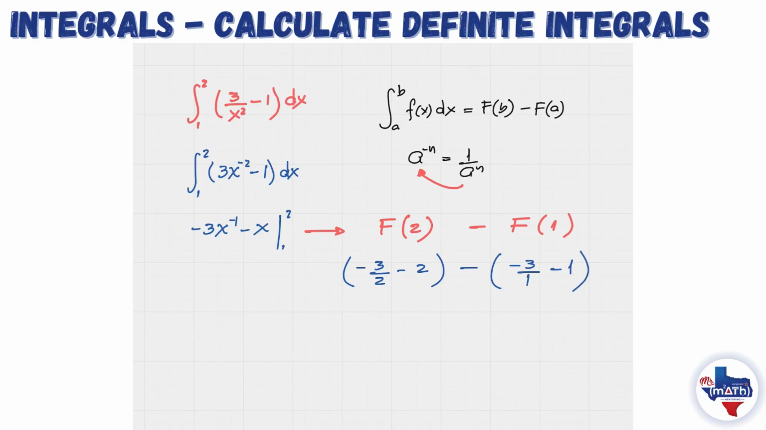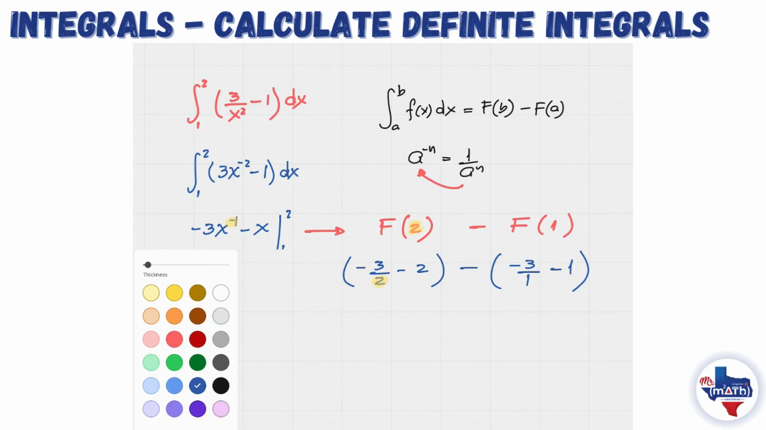If you're a little hesitant of where this over 2 came from, just look at this negative 1. x to the negative 1 is 1 over x, which is 1 over 2 in this case. Okay, let's continue solving this.